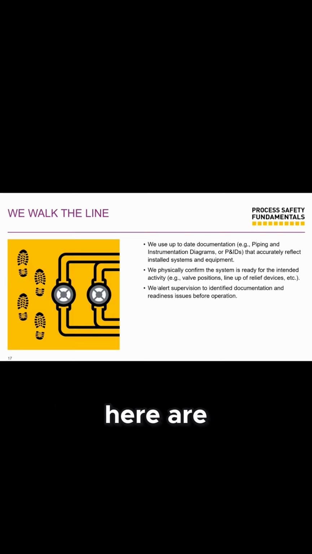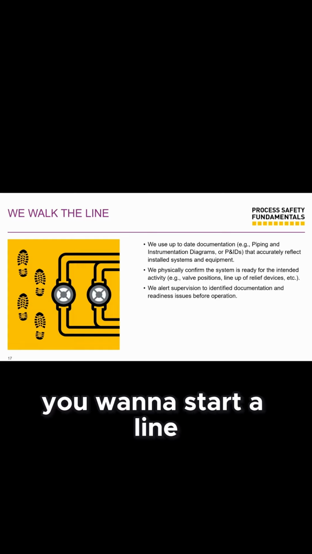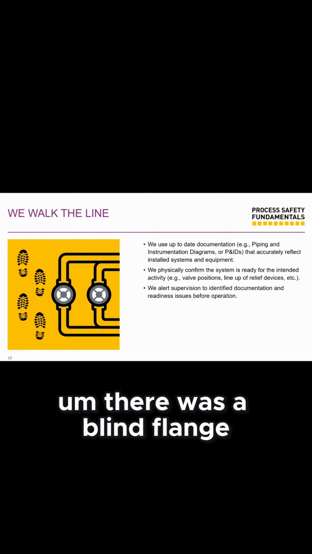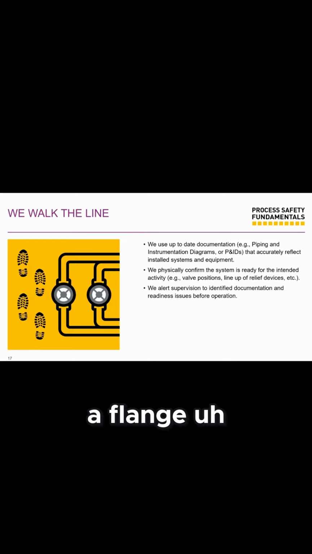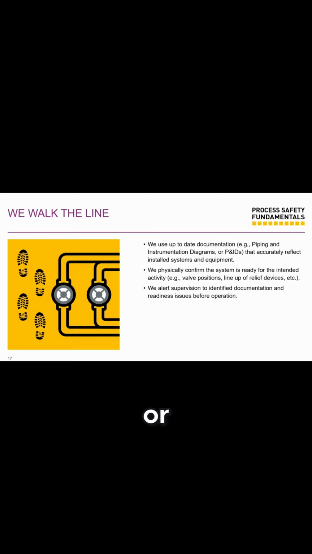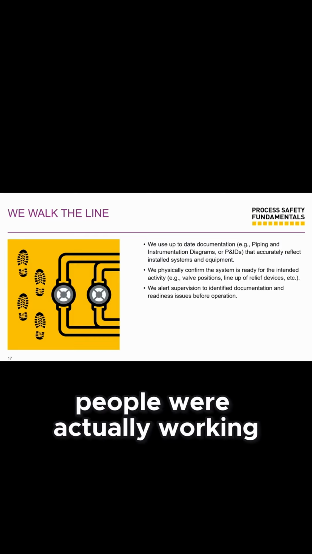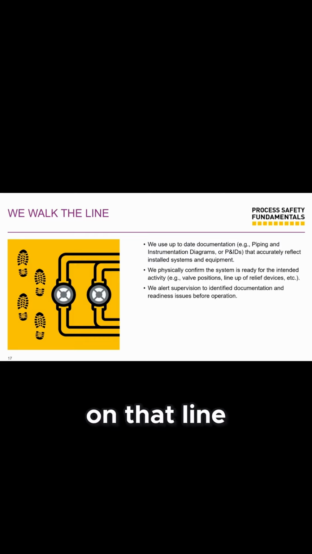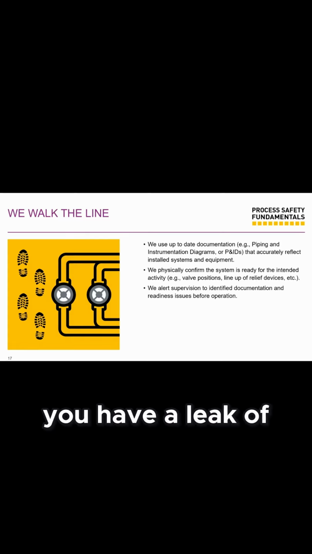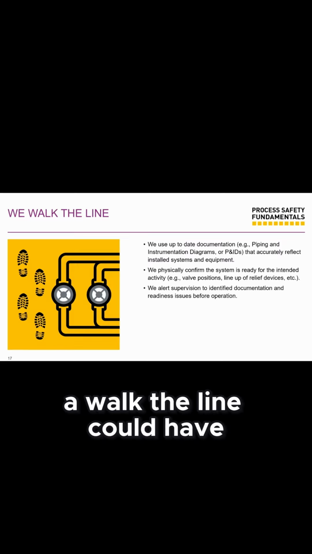And a couple of examples here are: you want to start a line, or you want to start flowing through a line, and the line was blind flanged before, and you didn't know that blind flange was removed. Maybe some people were working on that line, and they removed the blind flange, and you didn't know, and you start the line and you have a leak of hydrocarbons. A walk the line could have caught that.